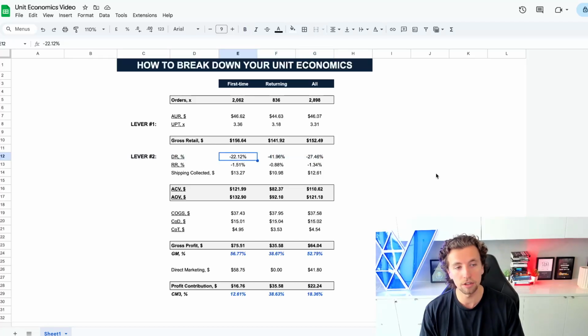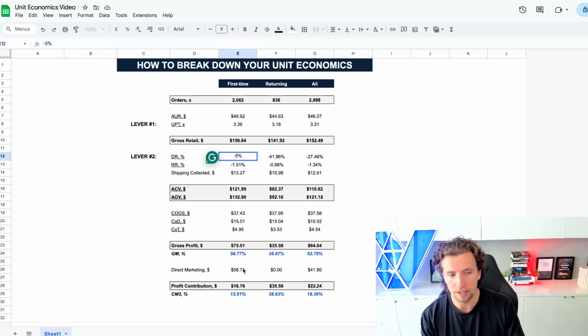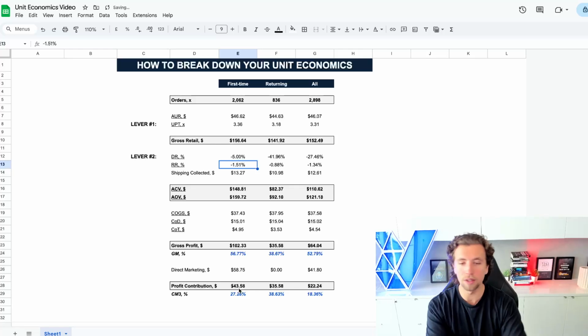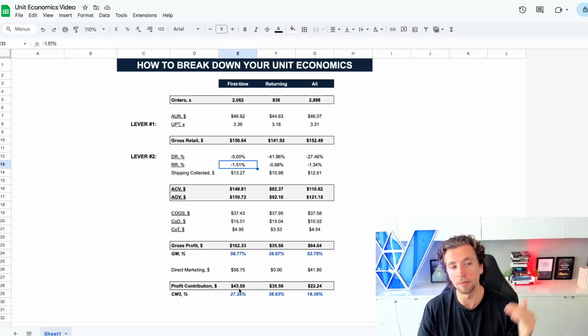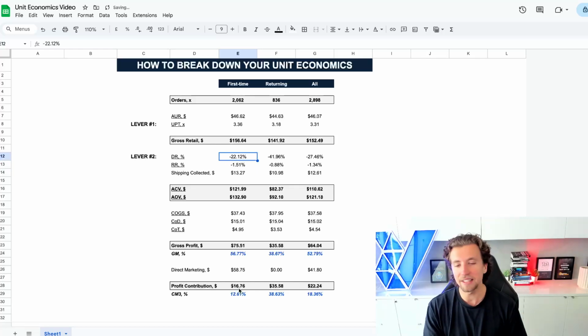Because if they stopped discounting so heavily on acquisition and they took this down to just 5%, once again, look at this number down here, $16 jumps to $43. Right, so they almost double, they do double the profitability of the business by just taking their discount rate down from 20% to 5%. Now, easier said than done.